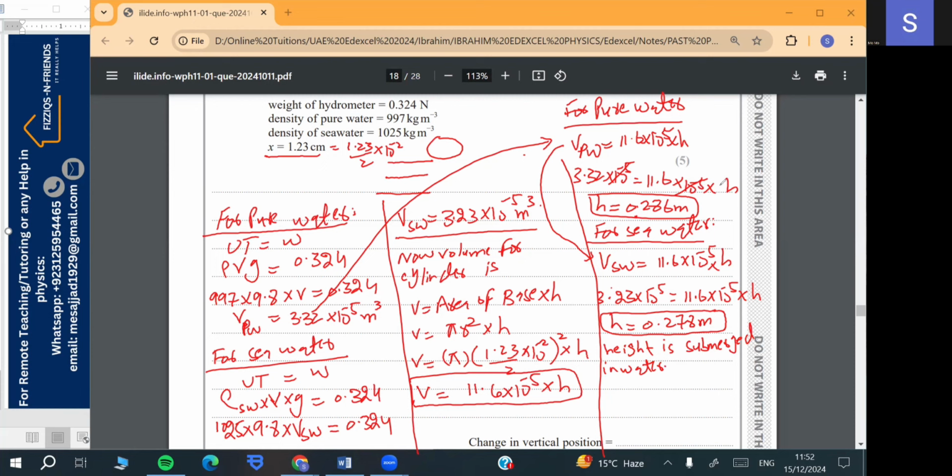So for pure water, more height was submerged in water, and for sea water, it is less submerged in water. So the amount that was out of the water is actually the distance moved when you put the hydrometer from pure water to seawater. They asked you how much vertical distance is covered by the hydrometer when you move it from pure water to salt water. Of course, that vertical distance is equal to the amount of the hydrometer's height which is reduced in the pure water. So how much height is reduced? You can easily subtract these two heights and you can get the answer.